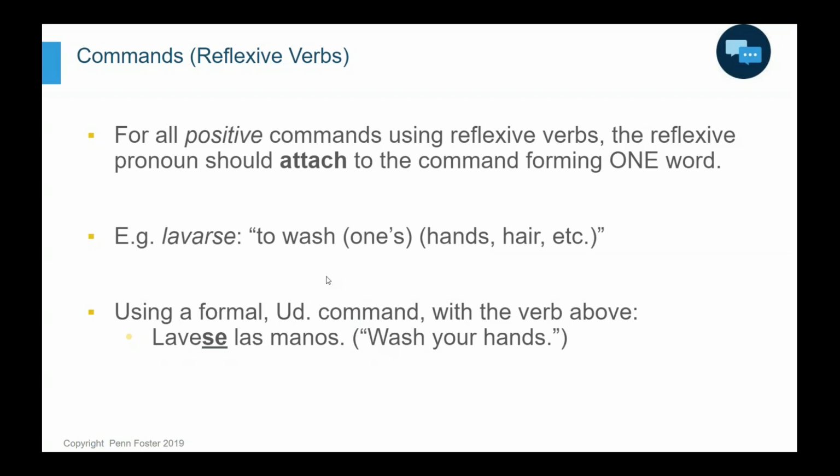If we wanted to say a negative command, we're going to have the word no plus the reflexive pronoun, plus the command. So we could say no se lave las manos. Don't wash your hands.